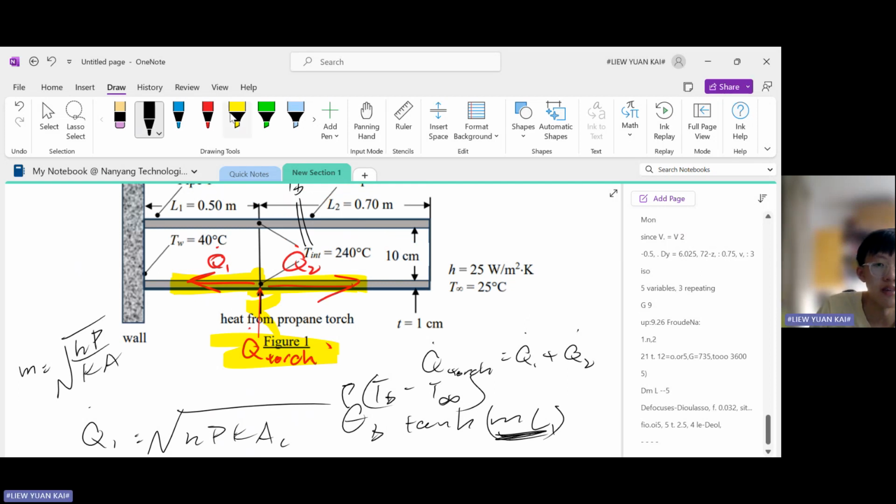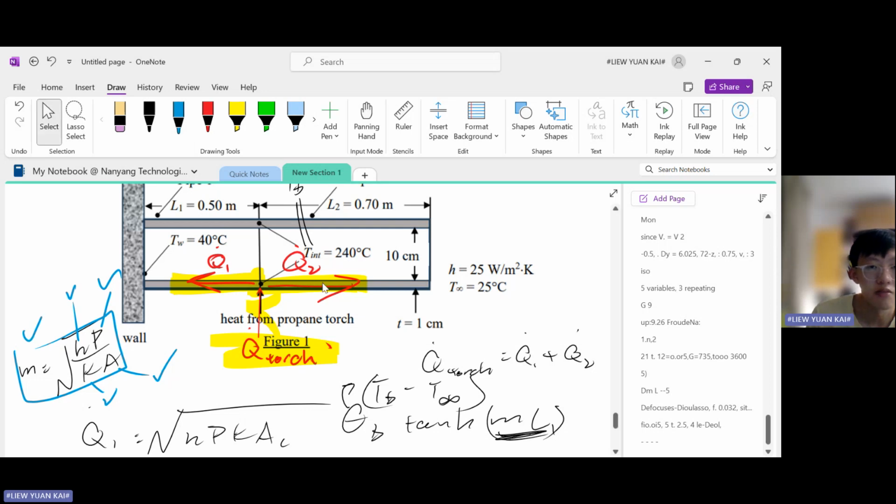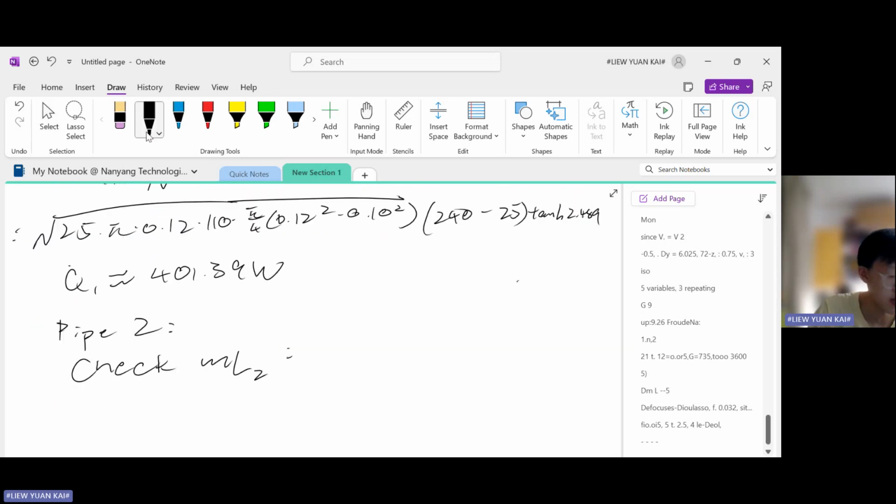Now let's check if everything is the same. Yes, H is the same. P is also the same. K is also the same because they're both brass. And the cross-section areas are the same. So that means M is already calculated in the first question. So we just reuse the M that we calculated in the first question.